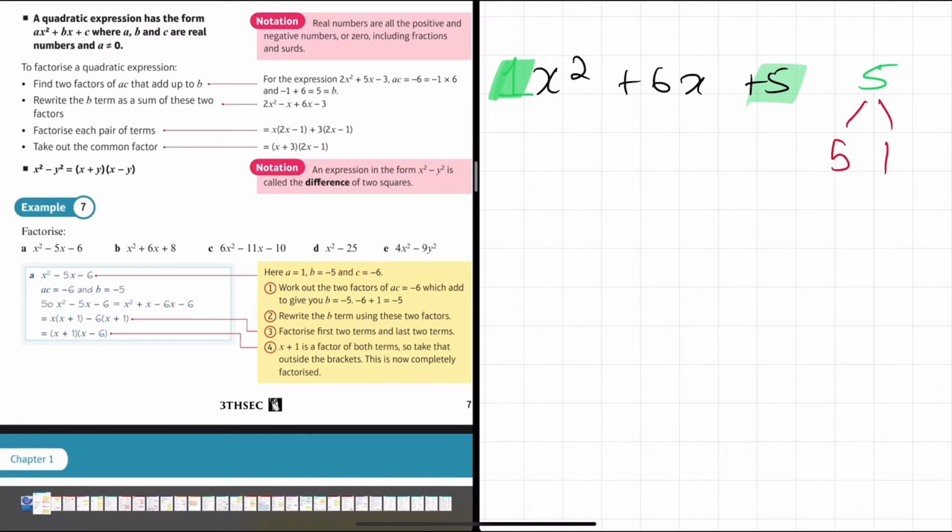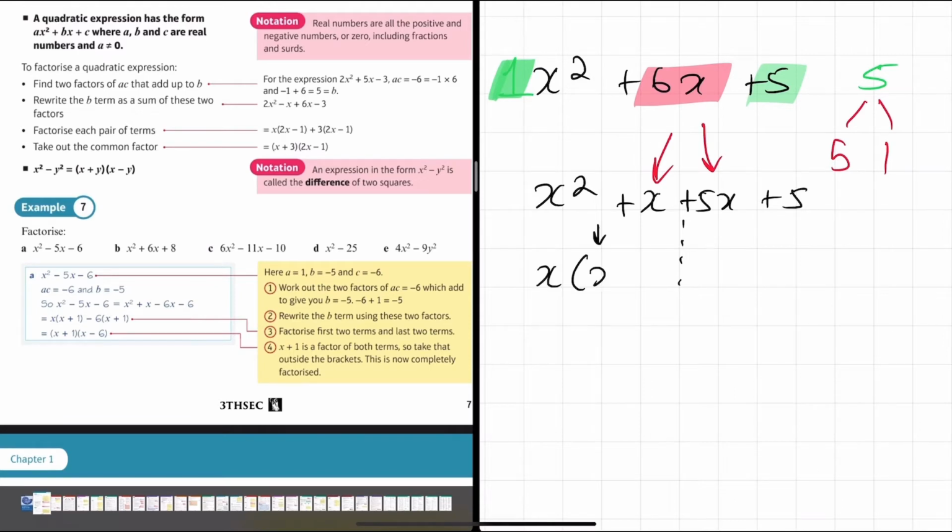We then rewrite the expression, but instead of writing 6x, we will be writing 5x and x. So x squared plus x plus 5x plus 5. And we can see how this has split up into x and 5x. The next step is to factorize each half respectively. So I will be factorizing x squared plus x, which gives me x, bracket, x plus 1, and then 5x plus 5, which gives me 5, bracket, x plus 1. I know I have done it correctly because that bracket is exactly the same.